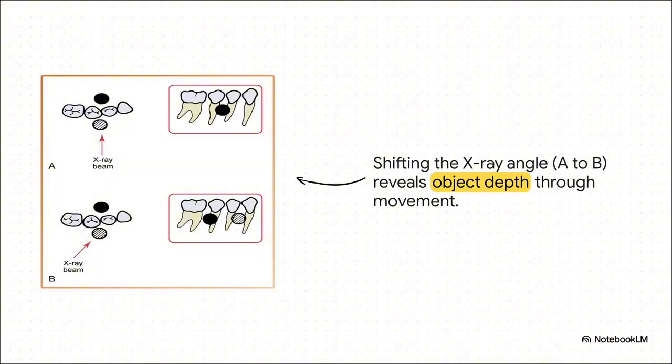Look at diagram A. From that straight-on view, the two objects, one on the cheek side, one on the tongue side, they look like they're right on top of each other. But now look at diagram B. The dentist shifts the X-ray beam. See how the objects now look like they've separated in the final image? The one on the cheek side moved opposite to the machine's shift, while the one on the tongue side moved in the same direction. This is an effect called parallax.